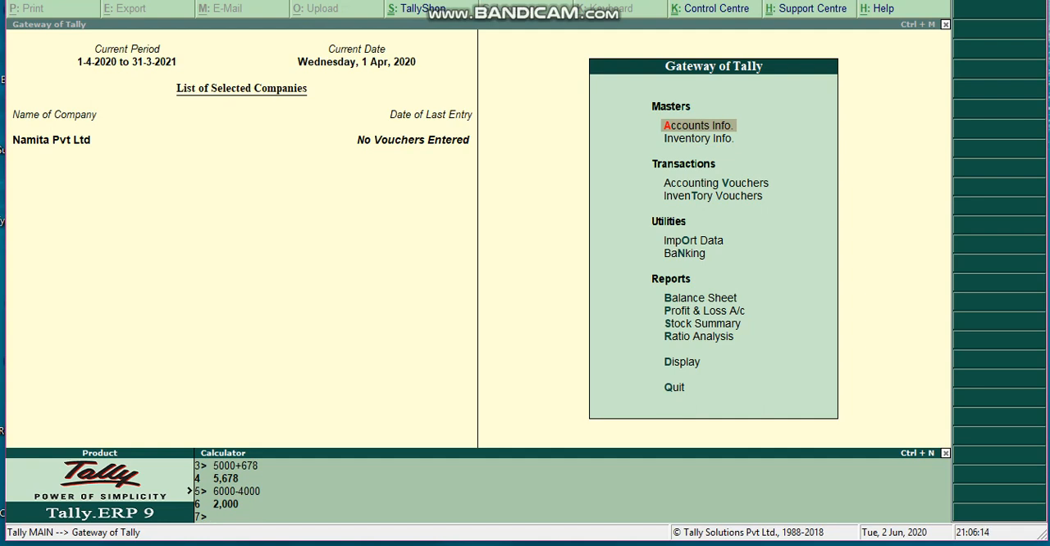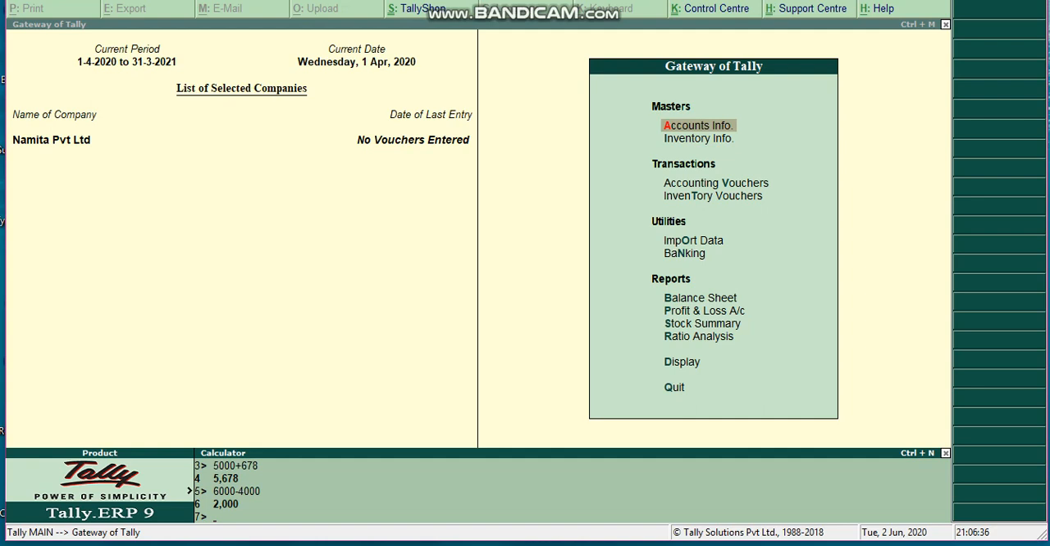So in this way you can use calculator in Tally while passing the journal entries. So I hope you have understood how to use the calculator in Tally. You can do any calculation in Tally while passing the accounting voucher or inventory voucher, for calculating the balance sheet also. So I hope you have understood the key also.